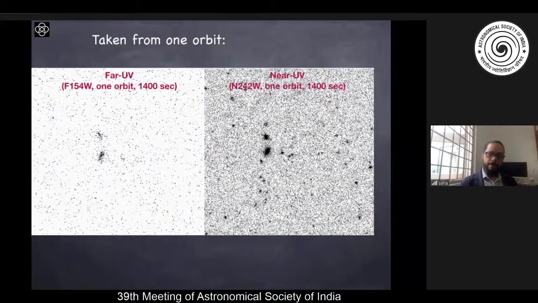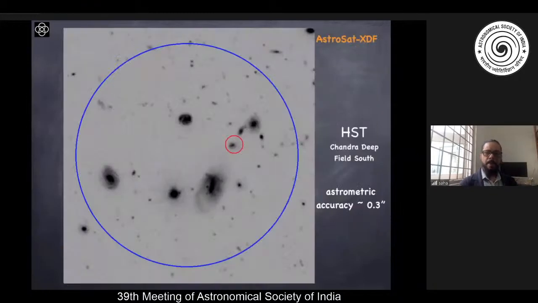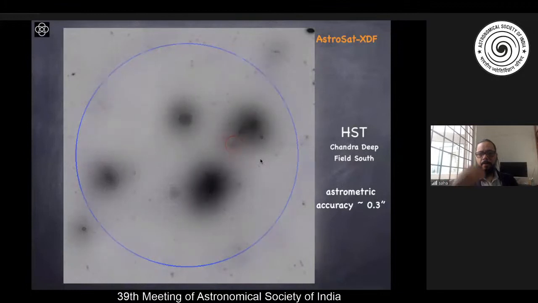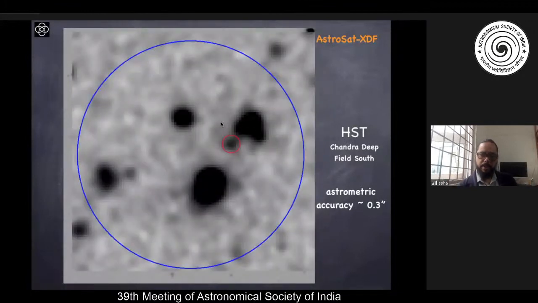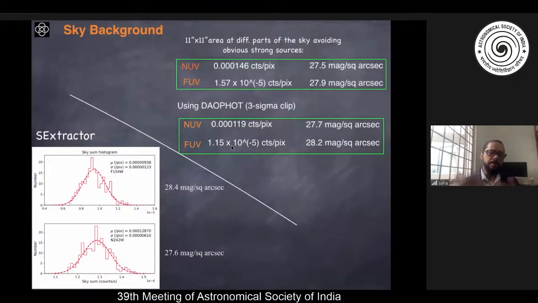This is far ultraviolet and near ultraviolet, and as you can see, we also like to achieve a good astrometric accuracy. We use the HST as a reference, and our astrometric accuracy is around 0.3 arcsecond. And you can see the background, the HST, and then on top you see the HST and our UVIT image. You can see good correlation, about half a pixel to 1 pixel accuracy.